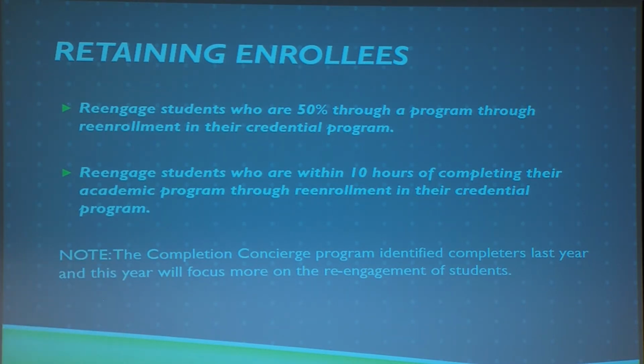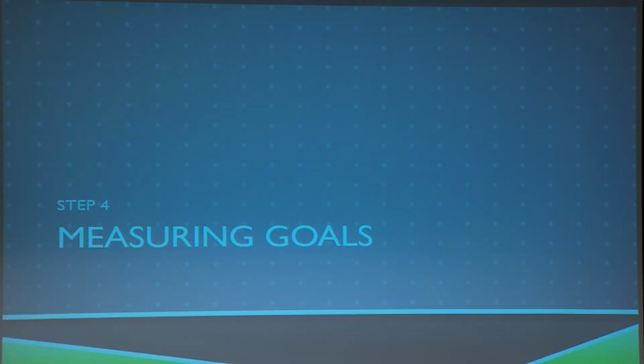And then the ones who are within 10 hours of completing. We tried a little approach with this. We had a little bit of success with it in the spring, but we were almost too late because we couldn't adjust schedules. So you almost need to have these conversations in September, October, so we know what they need and we can pair them up for spring enrollment. So I'm pretty excited about that.